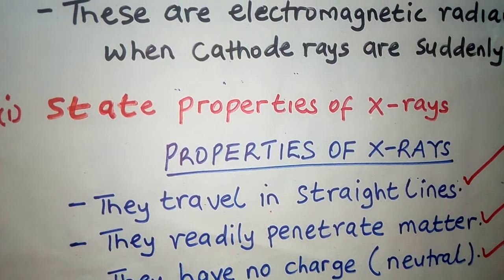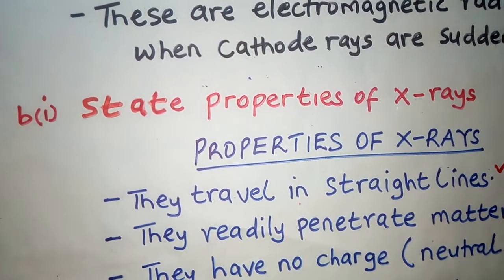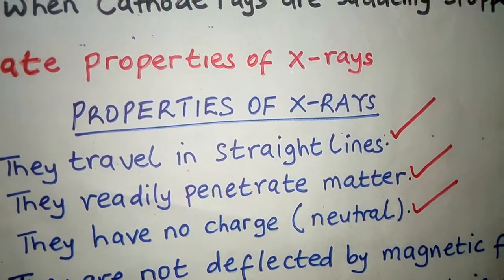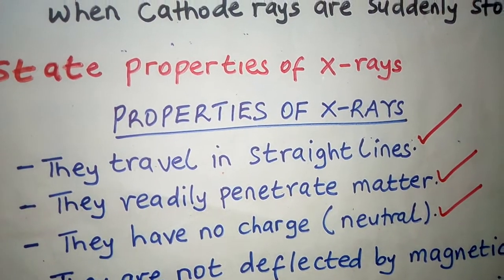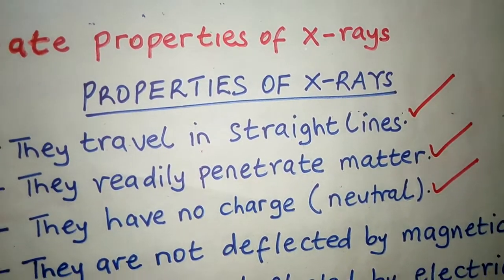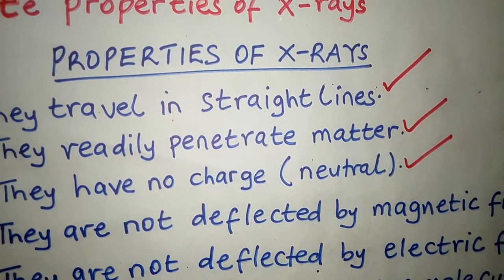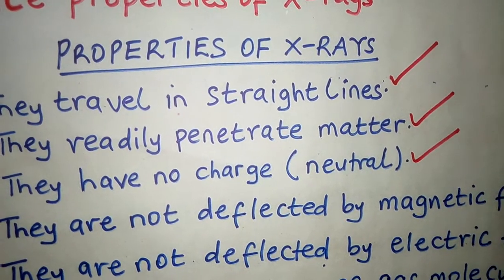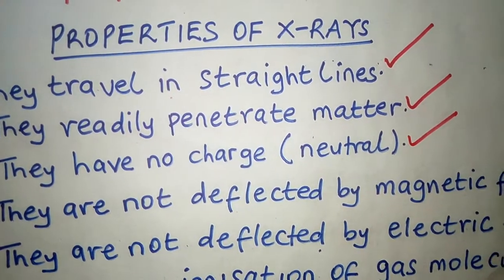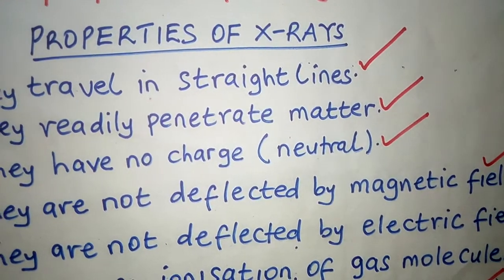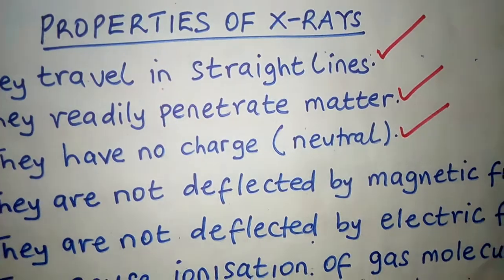You see? Now, what are the properties of X-rays? Some of these properties are like the ones of cathode rays. There is where they are similar, there is where they are different. For example, the first one, they are the same. They travel in straight lines. That is also one of the properties of cathode rays. So just like cathode rays, X-rays also travel in straight lines. They readily penetrate matter. So if there is any material put in front of them, they will always try to penetrate. They have no charge. They are not negatively charged, they are not positively charged. So if they have no charge, you could as well say they are neutral.